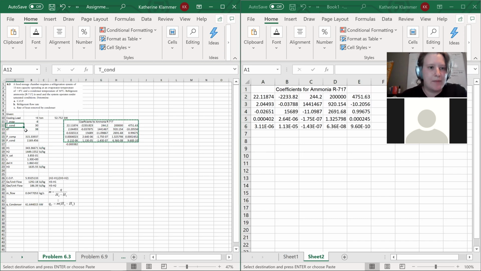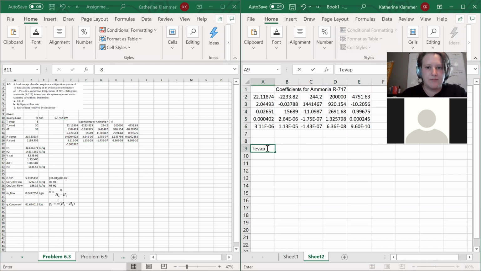So let's say we have T evap and then T condenser and DT, cooling load. So these are all just labels.